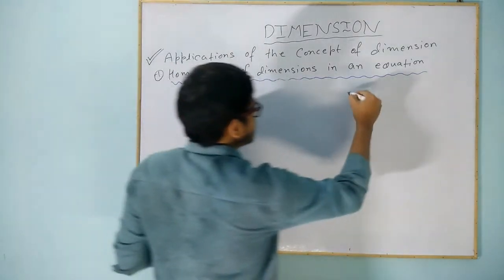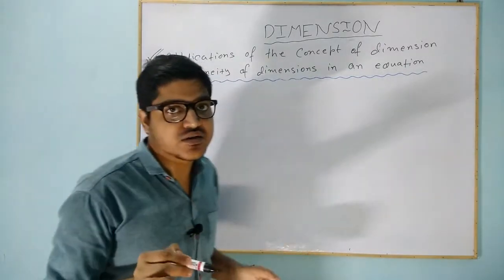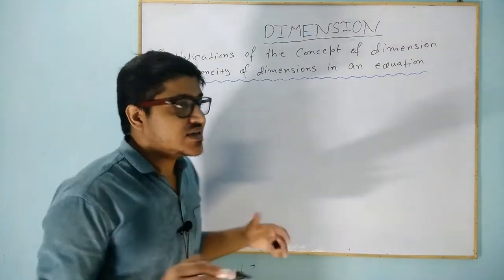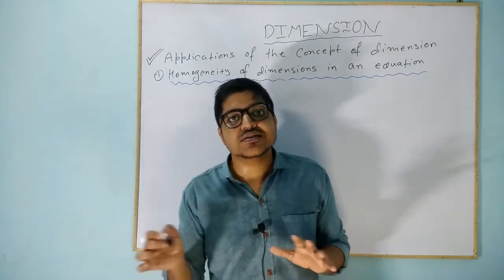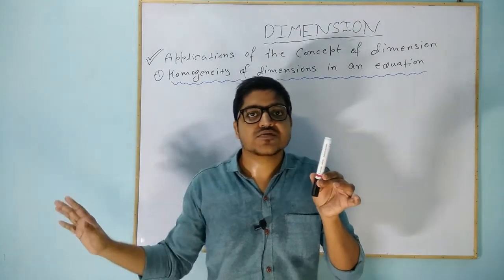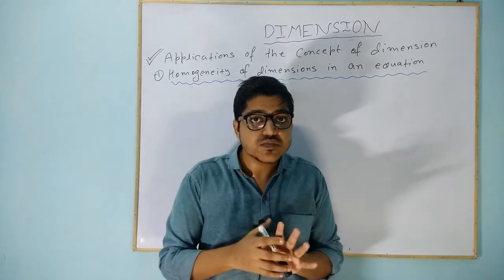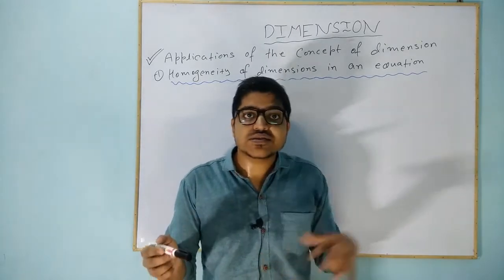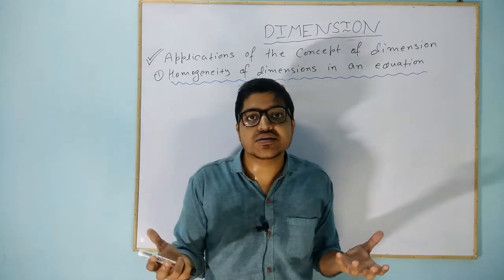Now, let's first see what is the basis of the homogeneity of dimensions in an equation. What is the basis of this application? The basis is that we can only add or subtract similar quantities. 3 elephant plus 5 elephant is 8 elephant. 1 marker plus 10 marker is 11 marker. 2 people plus 3 people is 5 people, right? But 3 elephant plus 10 apple is nothing. You cannot add or subtract 2 dissimilar quantities.